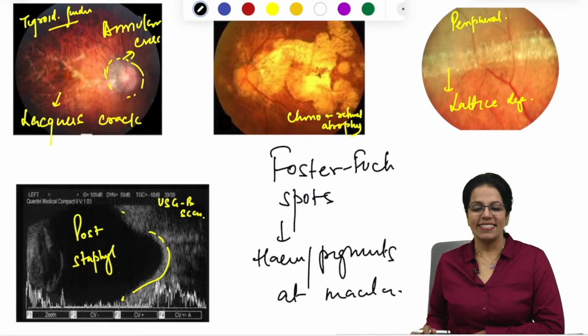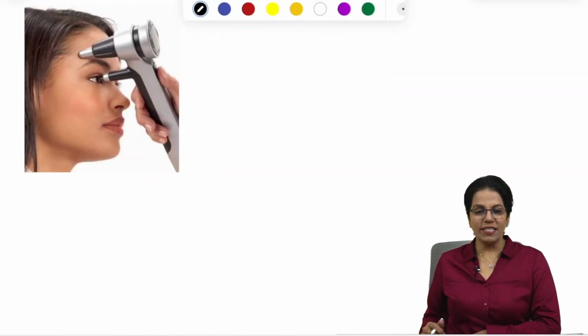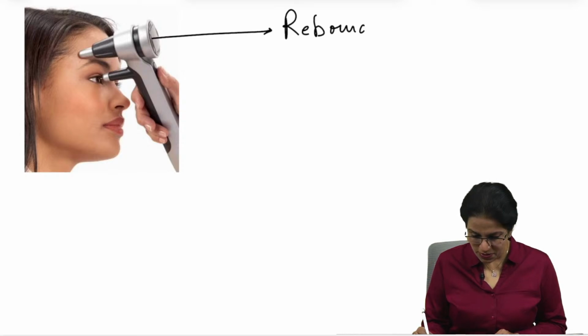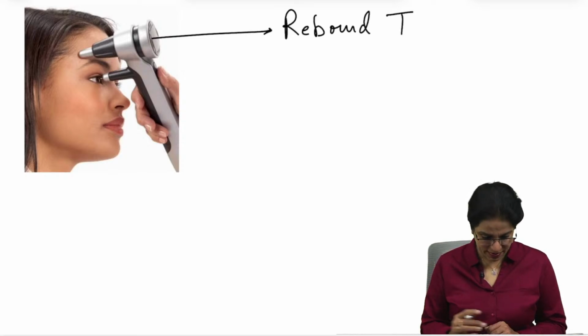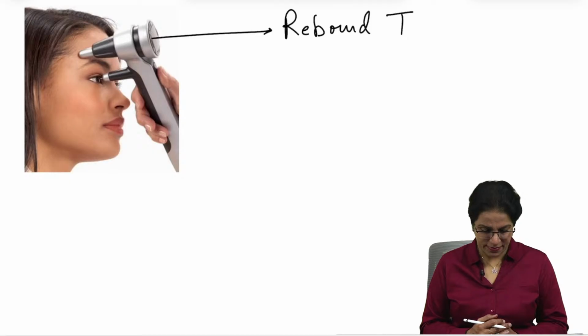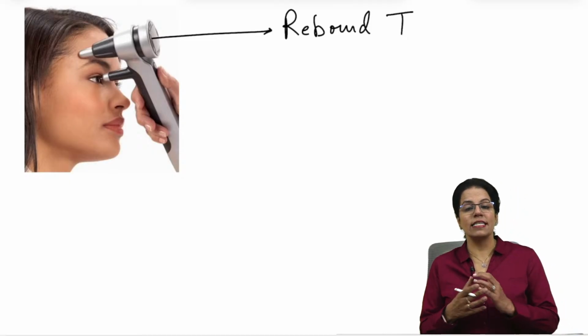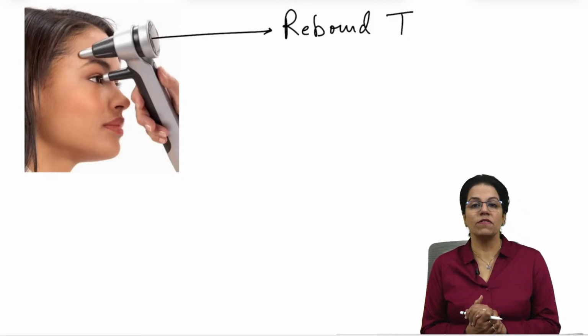Okay, let's read the next one. What is this, all of you? So, this is which tonometry? Rebound. We are stabilizing it on the forehead. So, this is nothing but a rebound tonometer. Okay, more than 6 diopters is the definition of high myopia.